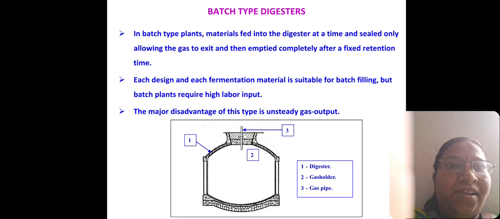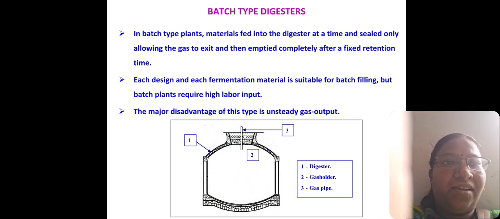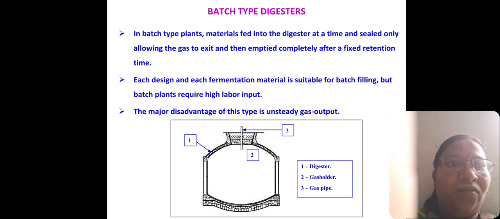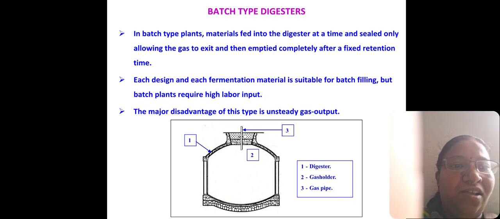In batch type of plants, materials are fed into the digester at a time and sealed, allowing only the gas to exit, and then emptied completely after a fixed retention time. Each design and each fermentation material is suitable for batch filling, but batch plants require high labor input. The three components of batch reactors are the digester, gas holder, and a gas pipe. The major disadvantage of this type is unsteady gas output.